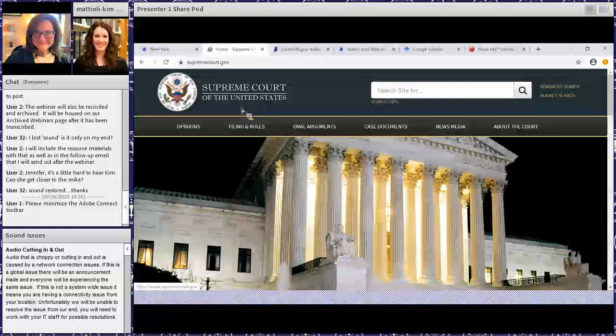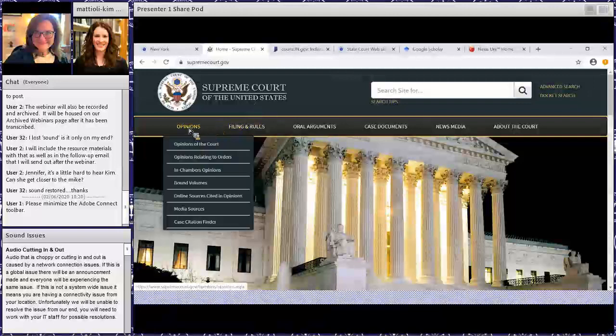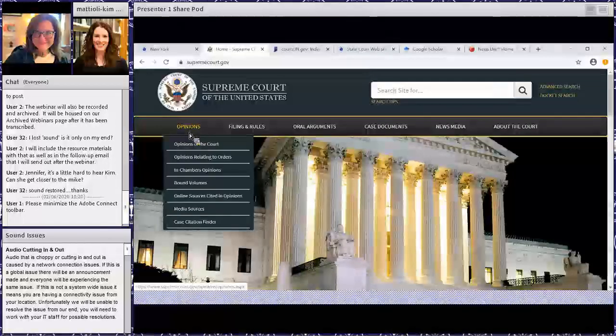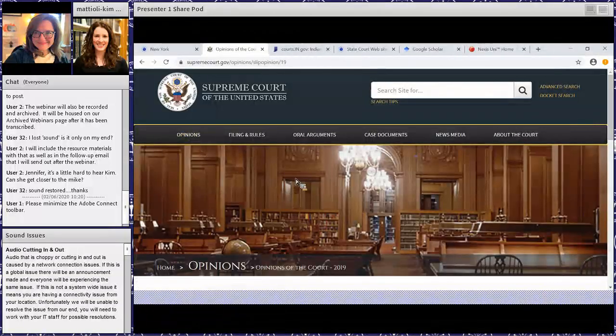And then they also have what are called slip opinions. Slip opinions are the first printing of a case. It's like a little pamphlet print, and that's what they have before they're bound into bigger volumes. So they have those from 2012 up until the present. So you can easily find opinions from the Supreme Court website. If you go over here on the left, you can go to opinions and then go down to opinions of the court.